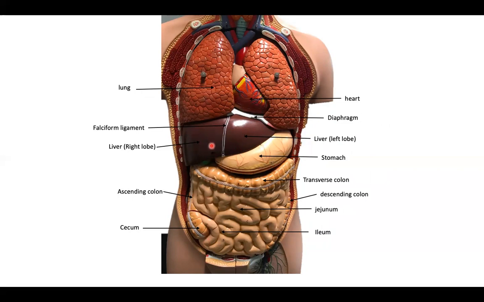So right below the diaphragm, on the right-hand side, in the upper quadrant, we have the liver. So this whole structure is the liver, but notice that it is broken down to the larger lobe on the right-hand side, and a smaller lobe on the left-hand side, separated by a ligament referred to as the falciform ligament. Falciform ligament is partially responsible for securing the liver underneath the diaphragm. You can also see peeking through right here, that greenish structure, which is the gallbladder.